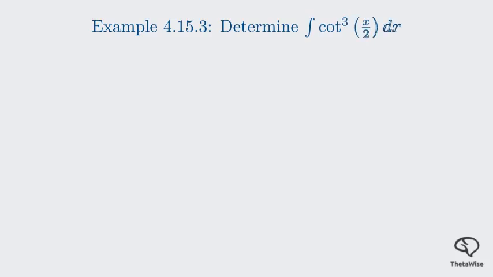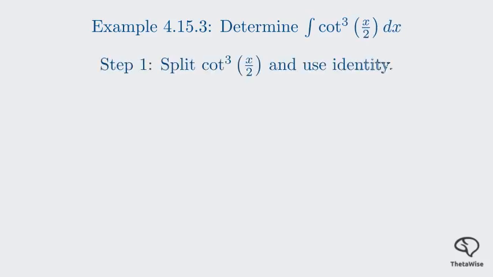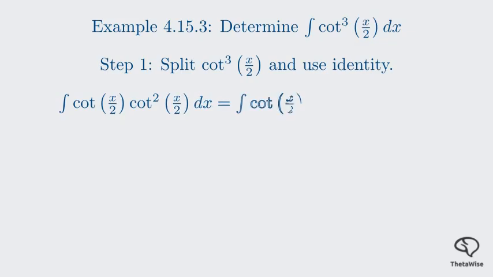Our last example for this section is the integral of cotangent cubed. The problem asks for the integral of cotangent cubed of x over 2. The method for cotangent is a mirror image of the method for tangent. We start by splitting the cotangent cubed term into cotangent x over 2 times cotangent squared x over 2. Then we use the identity cotangent squared theta equals cosecant squared theta minus 1.